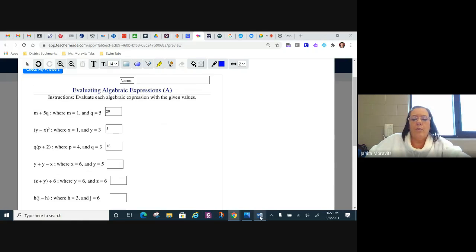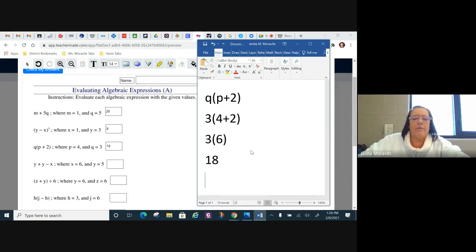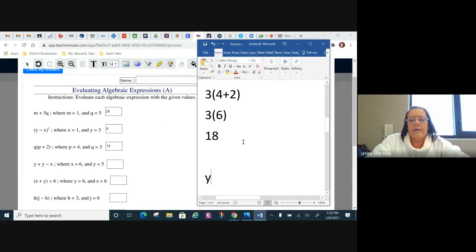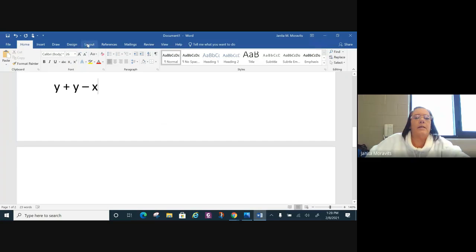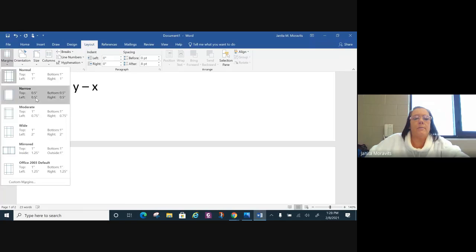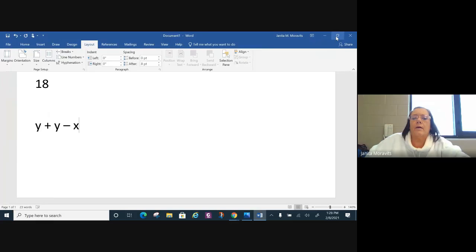All right, we're going to do one more example just to make sure that everybody has a clear picture of what to do. This next one is y plus y minus x. All right, and x is 6, because you see that right here, and y is 5. Let me fix the margins so we can see it.